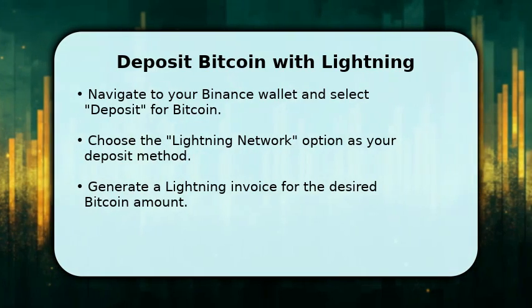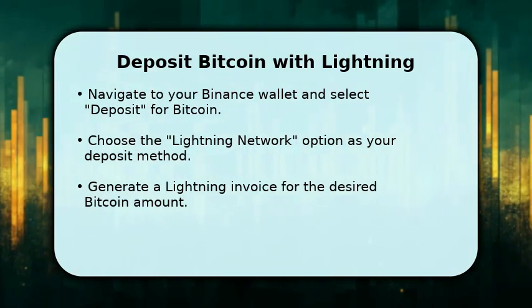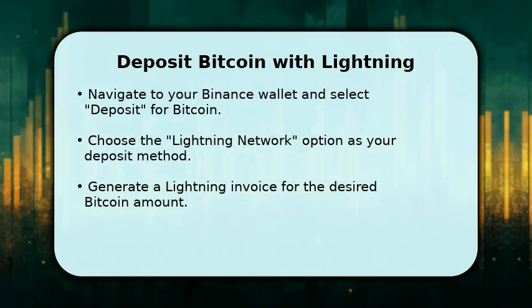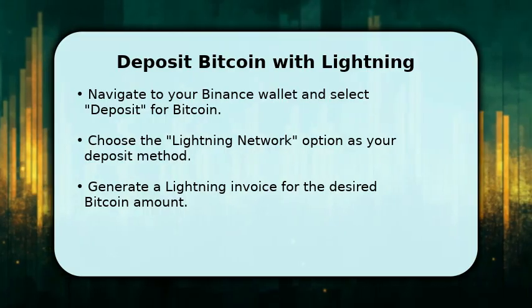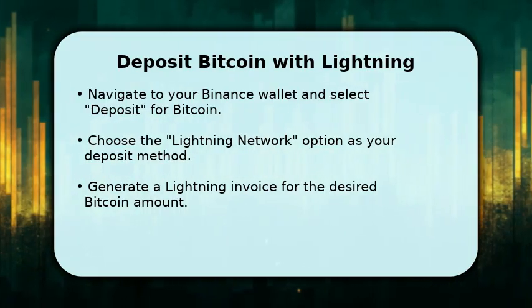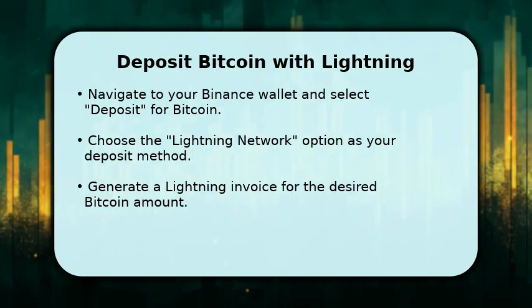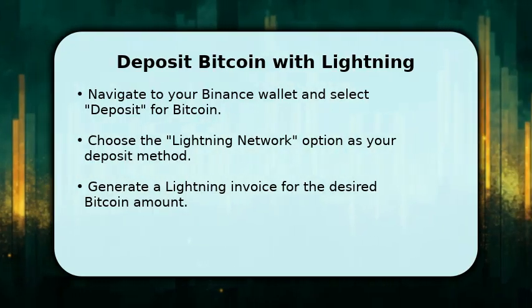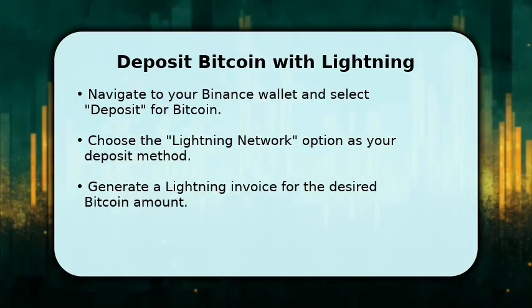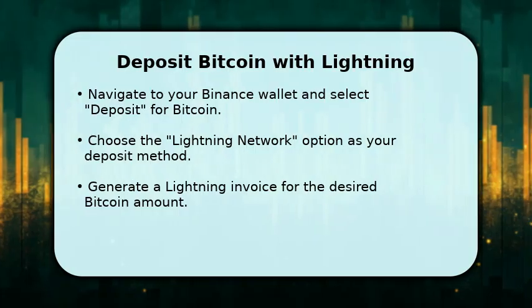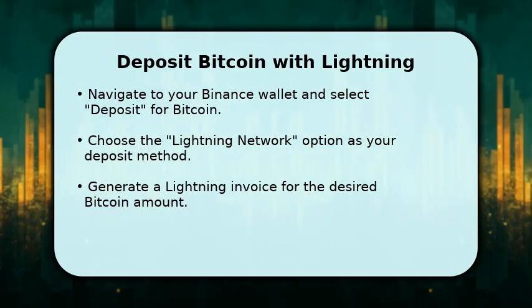To deposit Bitcoin using Lightning, open your Binance app or website and go to your spot wallet. Select Bitcoin and then choose Deposit. You'll see an option for the Lightning Network. Click on it, enter the amount you wish to deposit, and a unique Lightning invoice will be generated. Copy this invoice and paste it into your external Lightning wallet to complete the transfer. It's a very efficient process.